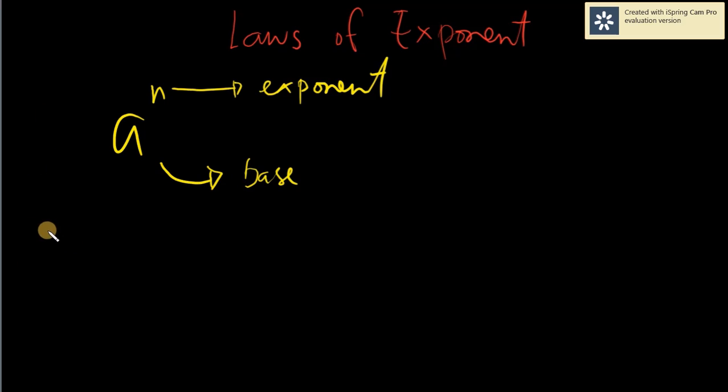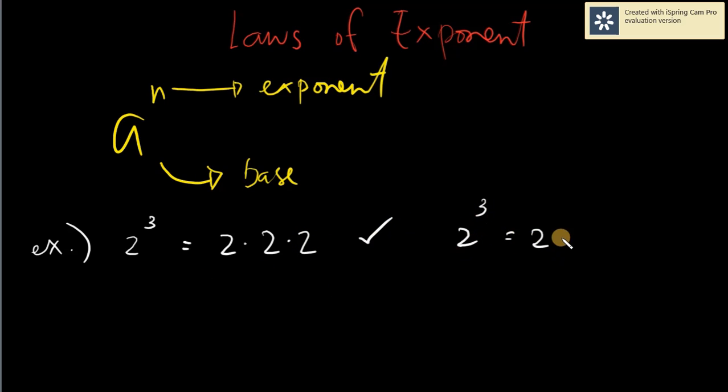To give you a better understanding, say we have 2 cubed. Meaning I will multiply 2 three times. And there is a common misconception. This is correct, but 2 cubed being 2 times 3 is incorrect. Why? Kasi it's not 2 times 3, but it's 2 multiplied thrice to itself. Tatlong beses. So this would be the basic concept of exponent.